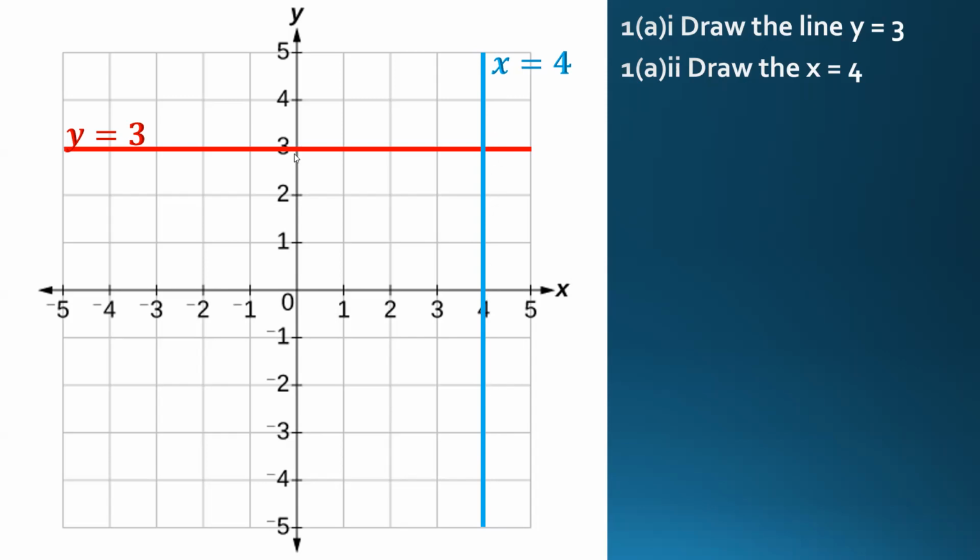Very good. And how do we get the line y is equal to 3? We look on our y-axis and look for 3. You find 3, you draw a line across and label it y equals 3. Very good. You get y is equal to 3. Very good explanation, Natalia.